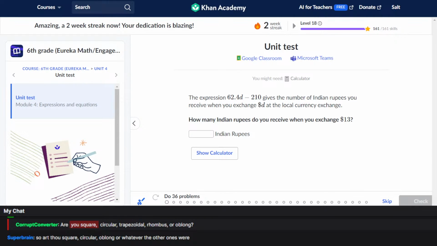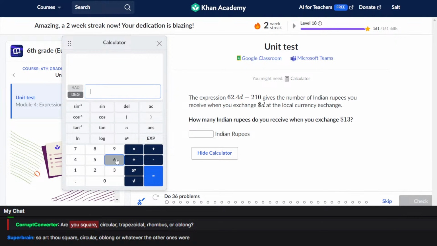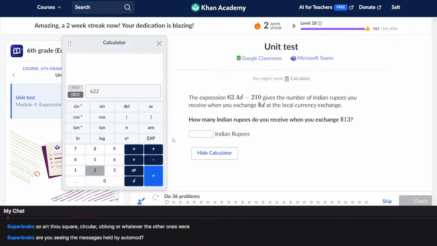Superbrain says art, so thou square, circular, oblong, or whatever the other ones were. You be there or you be square. 2.4 minus... Oh, 13. Oh, I get a calculator! Hell yeah! 62. Wait, why am I typing manually with buttons?